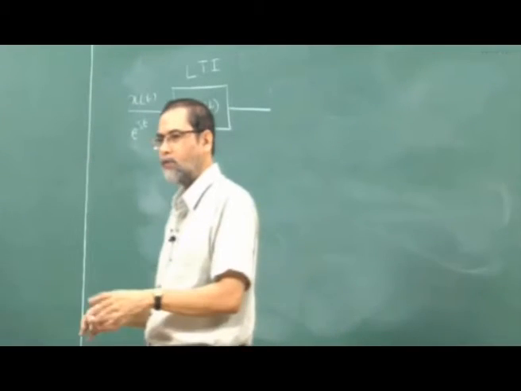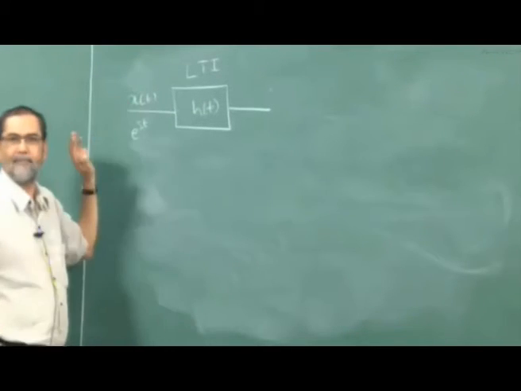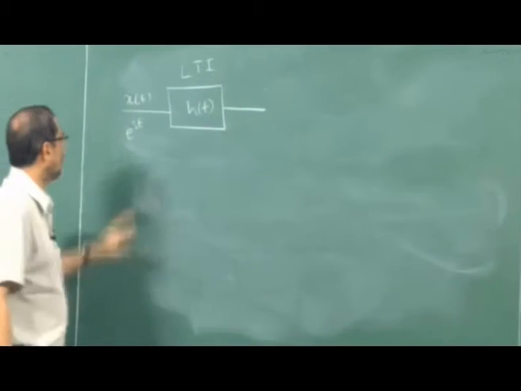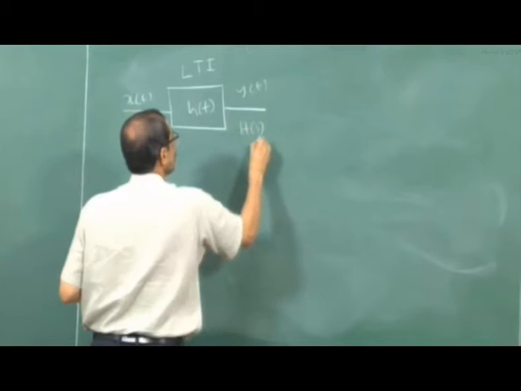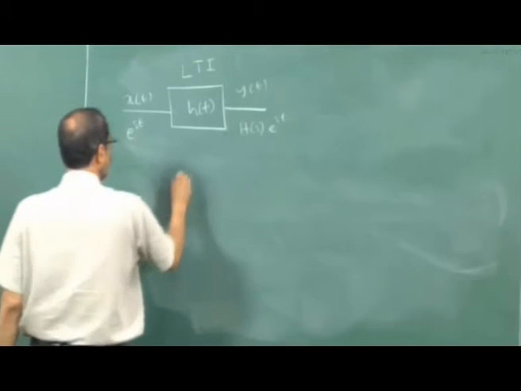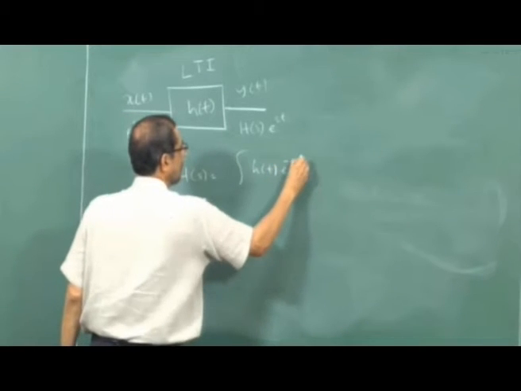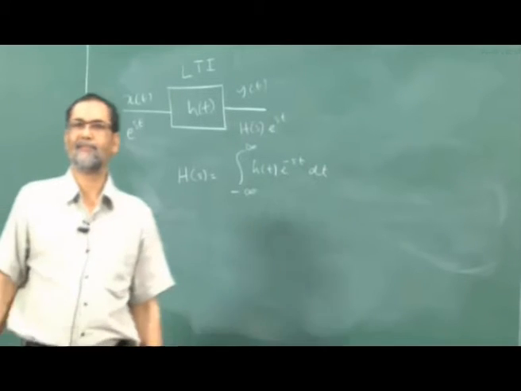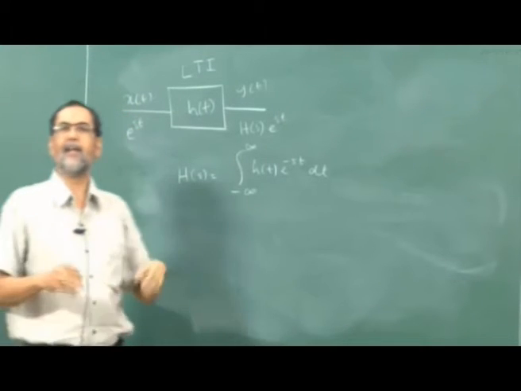LTI system is the first requirement, and the input now is a specific input e raised to power st, everlasting, meaning it goes on and on from minus to plus infinity. For such an input, I said the output y of t is given by H of s into e to the power of st. The same function comes at the output, and H of s was defined as the transfer function. It is the integral of h of t e raised to minus st dt. This is H of s. So I said for LTI systems, e raised to st is an eigenfunction.